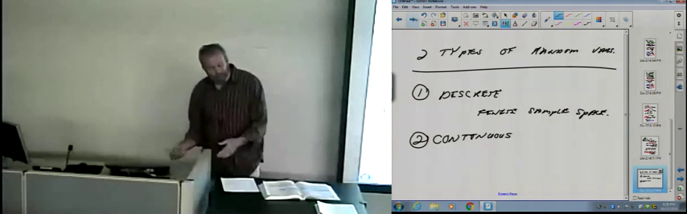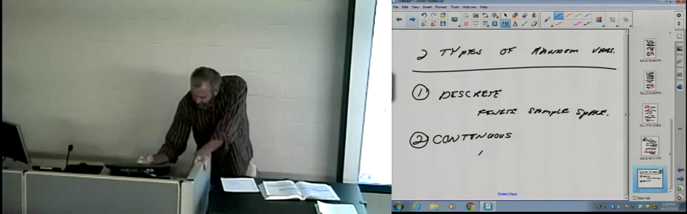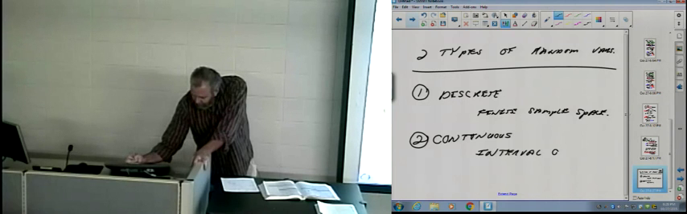What about a continuous random variable? An interval of outcomes.